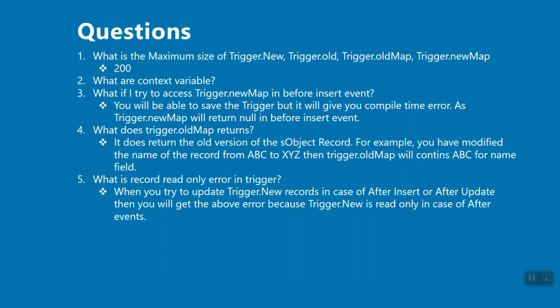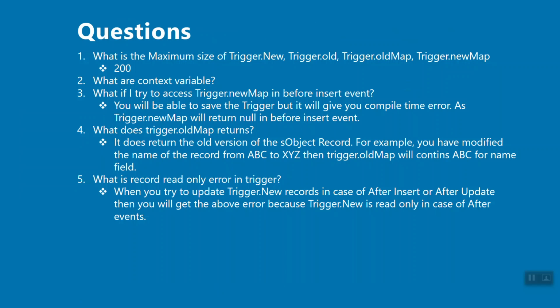Let's say we have 10,000 records being inserted on an account object, and there is a trigger on after insert of the account object. It will divide 10,000 by 200, and the trigger will execute that many times.